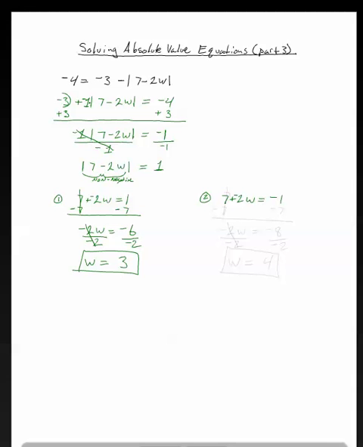Now I move on to my second equation. I still have to get rid of this 7, so I can do so by subtracting 7 from both sides. 7 minus 7 is 0, so that cancels. And I have -2w equals -1 minus 7 is -8. Now I need to get rid of this multiplication of -2, so I divide by -2 on both sides. -2 divided by -2 is 1, so that cancels. And I have w equals -8 divided by -2 is +4. So my two solutions are w equals 3 and w equals 4.